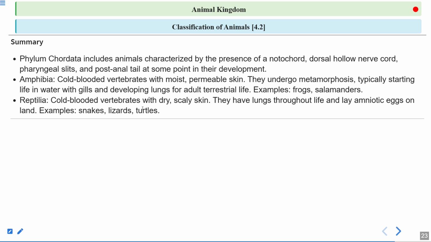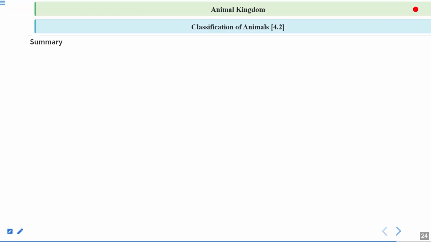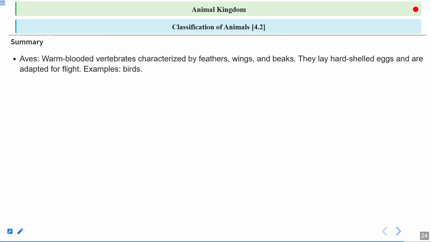Reptilia: cold-blooded vertebrates with dry and scaly skin. They have lungs throughout life and lay amniotic eggs on land. Examples: snake, lizard, and turtle. Aves: warm-blooded vertebrates characterized by feathers, wings, and beaks. They have hard-shelled eggs and are adapted for flight. Example: birds.